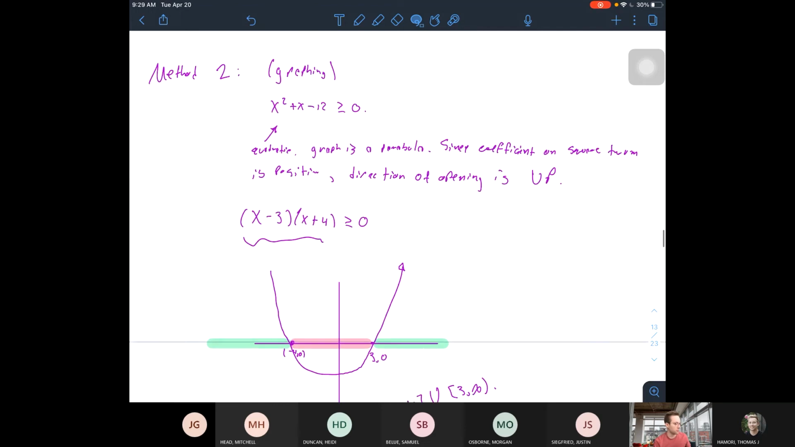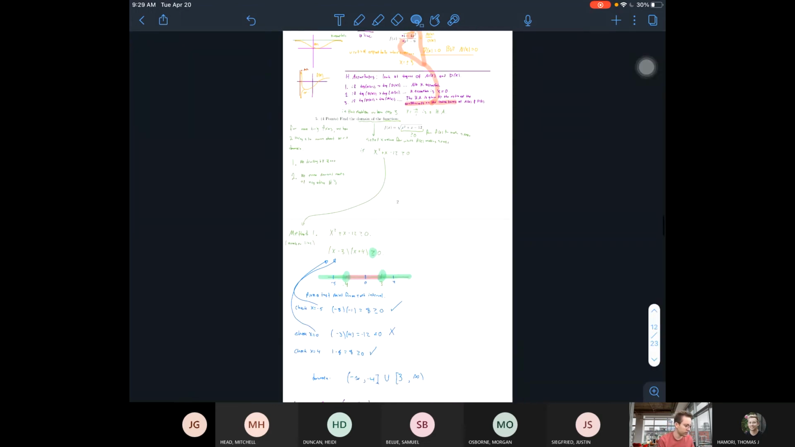Okay, any questions about the domain of this function?